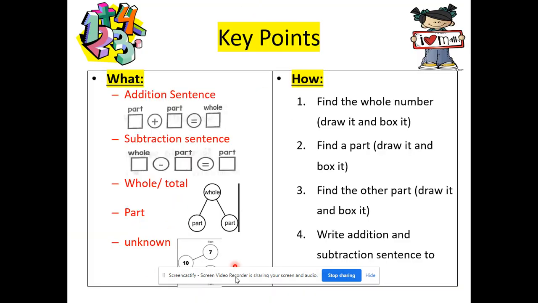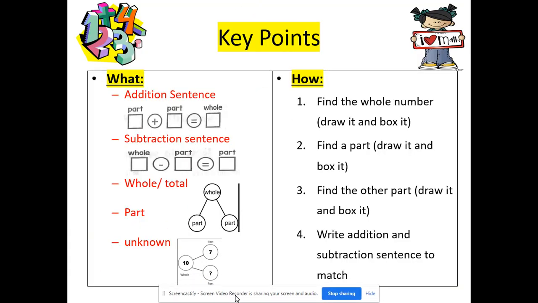Our key points. How are we going to do this? What do we need to know first to be successful? Well, we need to know what an addition sentence is and how we write an addition sentence, right? Part plus part equals whole. We also need to know what a subtraction sentence is, which is: you start with the whole number minus a part equals the other part.